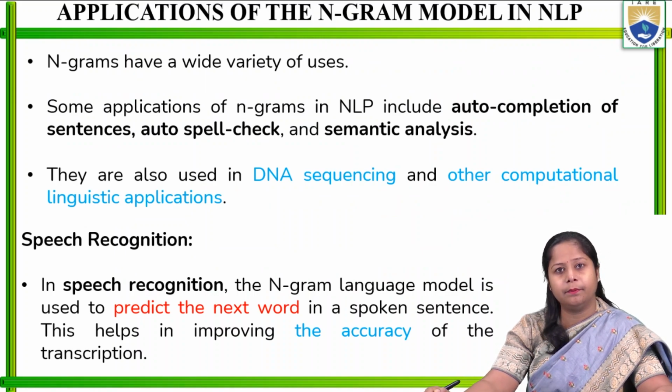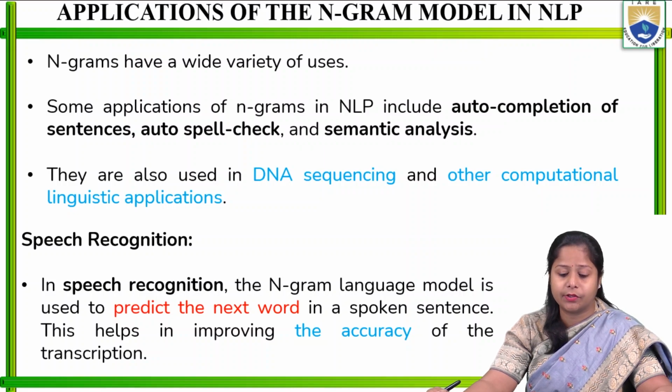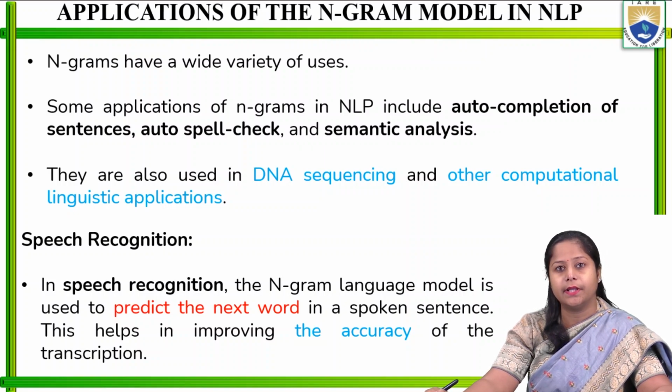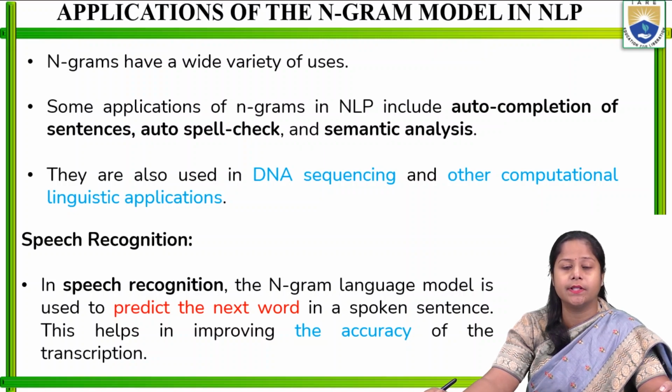Applications of the n-gram model in NLP. Let's discuss. N-grams have a wide variety of uses, as we saw in the last slide: we can do text summarization, spelling correction, and identify tokens. Some applications of n-grams in NLP include auto completion of sentences, auto spelling check, and semantic analysis. They are also used in DNA sequencing and other computational linguistic applications. Let's see a few widely used applications.